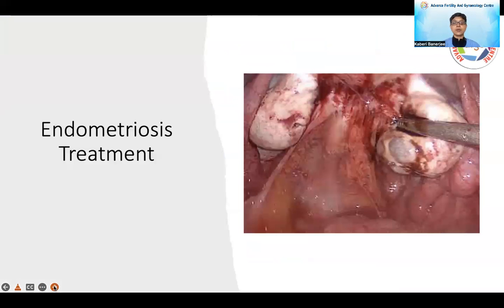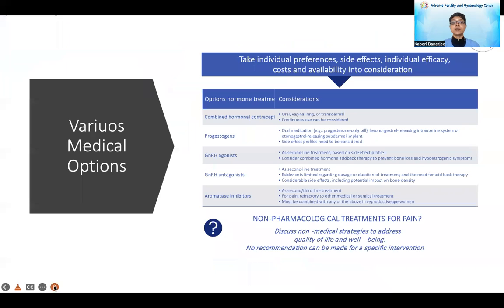Now, what is the endometriosis treatment? Treatment can be medical, surgical, or assisted reproduction, which is called MAR, or medically assisted reproduction. Now, what is the medical drug armamentarium that we have? We have hormonal contraception, we have just progestogens, we have GnRH agonist, GnRH antagonist, and aromatase inhibitors.